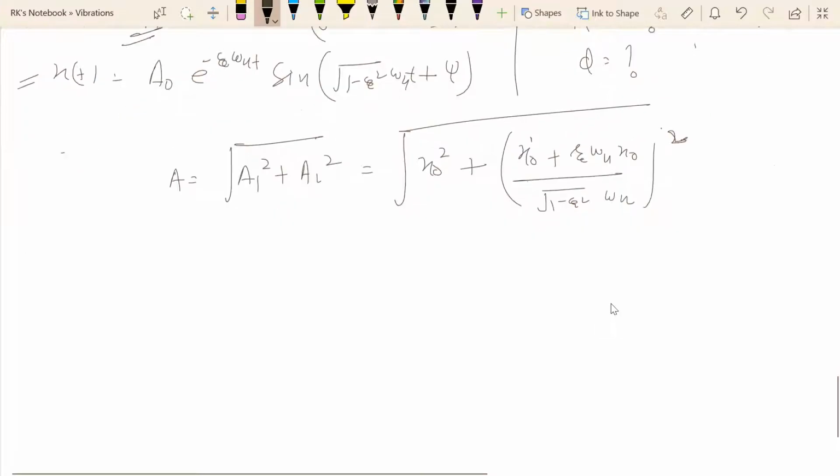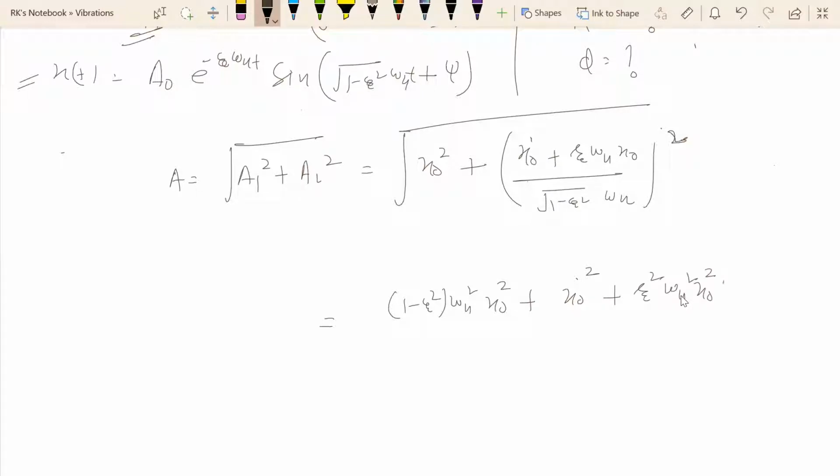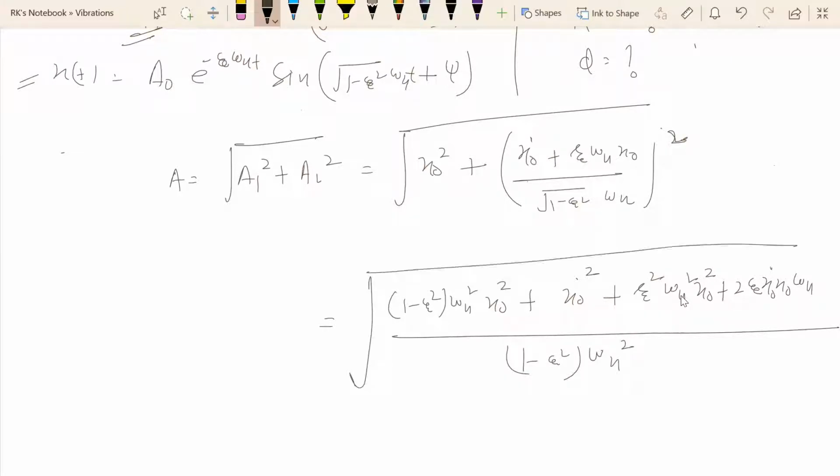Now we'll simplify this. If we simplify, this becomes the square root of (1 minus zeta squared) omega n squared x naught squared plus x naught dot squared plus zeta squared omega n squared x naught squared plus 2 zeta x naught dot x naught omega n, divided by (1 minus zeta squared) omega n squared.